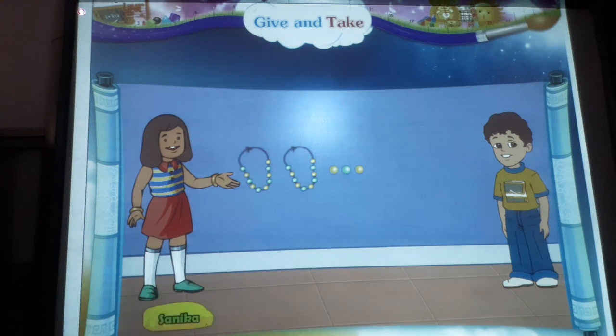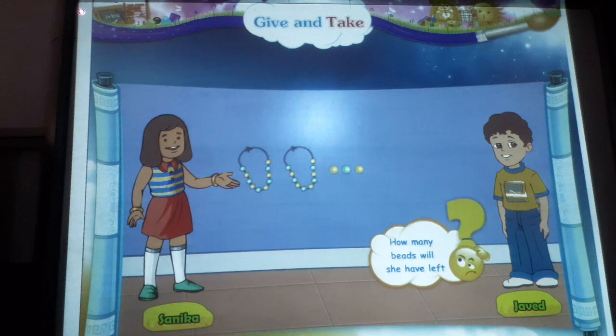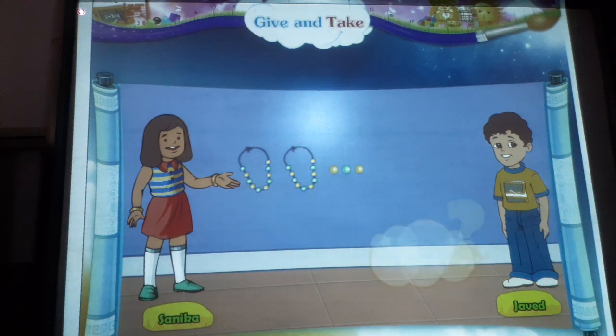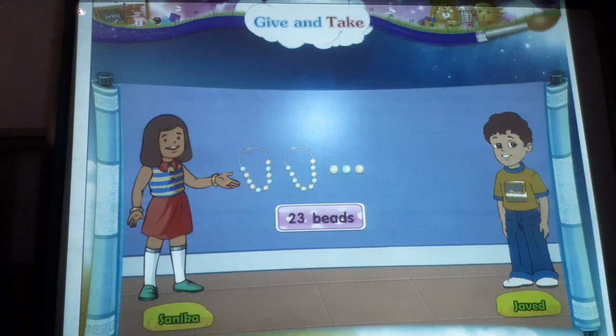Starry, Sanika has 2 strings of 10 and 3 single beads. If she gives Javed 8 beads, how many beads will she have left? Starry, Sanika has a total of 23 beads. Sanika has 3 single beads.